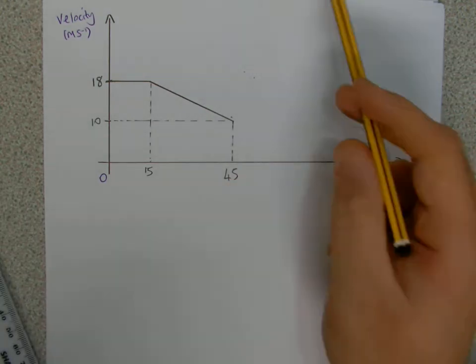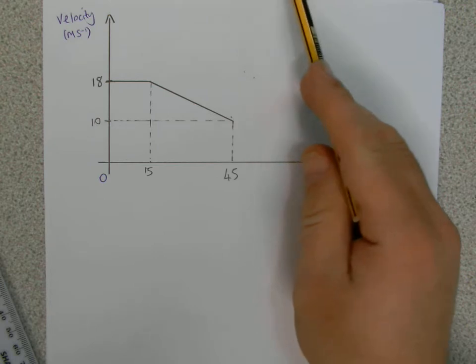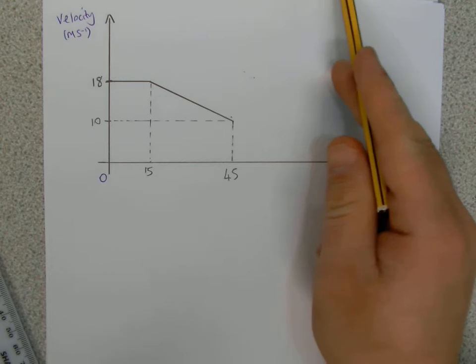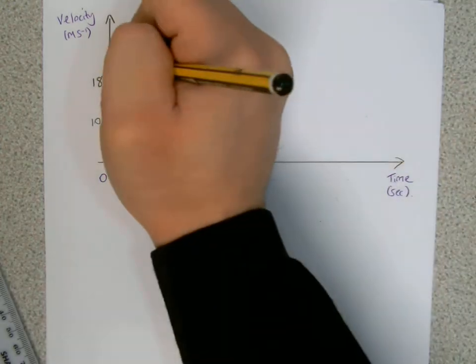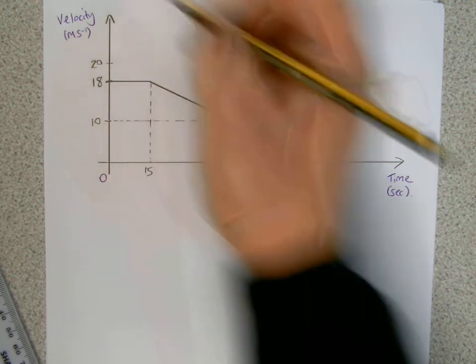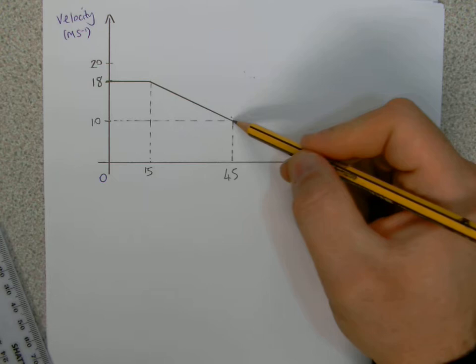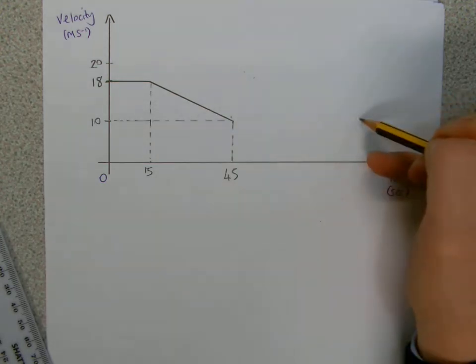The train then increases its speed uniformly for 45 seconds, until it reaches the speed of 20 meters per second. So now we're going to increase to 20. We'll write 20 about there. And it increases its speed over a course of 45 seconds. Well, we've already had 45 seconds, so we need to more or less double this. That's what we need to do, don't we?